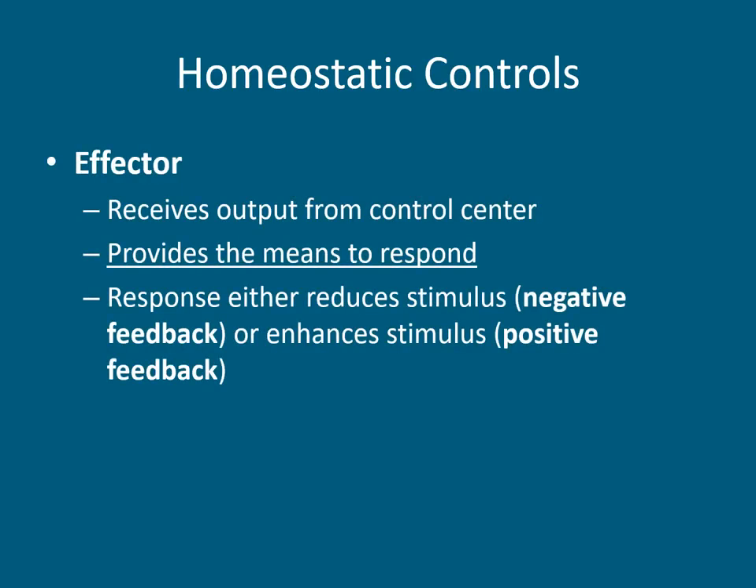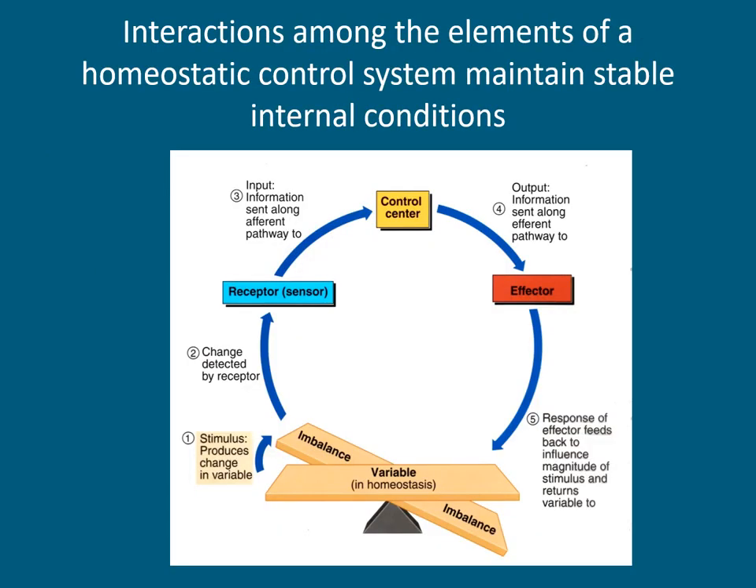The effector is what receives that information from the control center. So it's your response. It's either going to reduce the stimulus, which is called a negative feedback, or it's going to enhance that stimulus, which is a positive feedback. Most responses will be negative feedback.